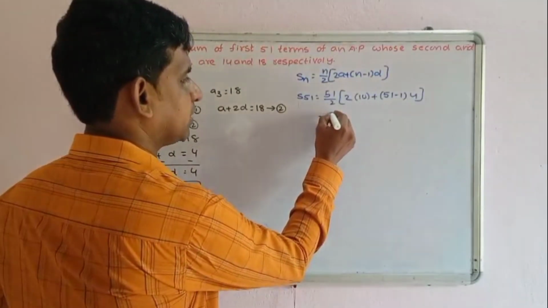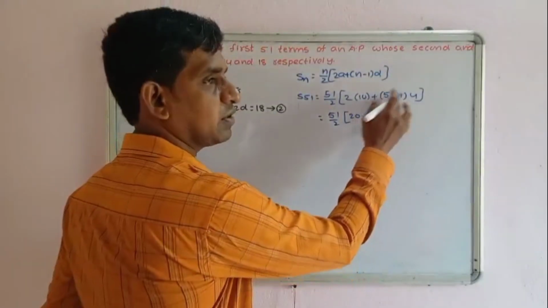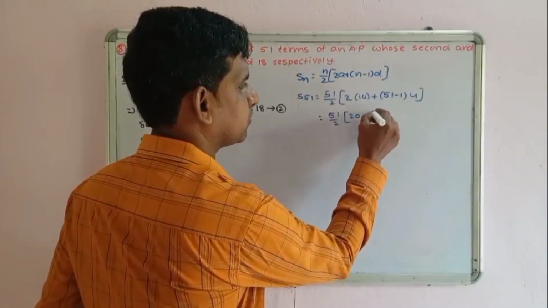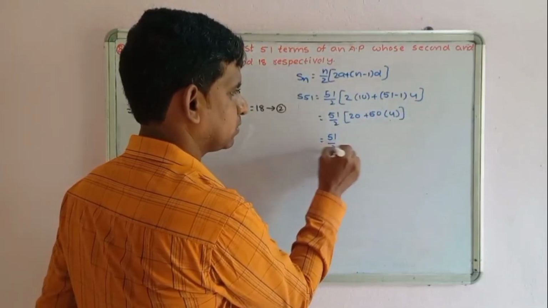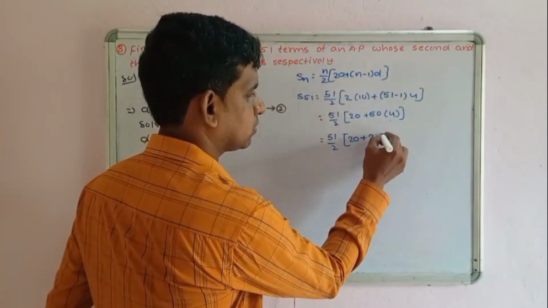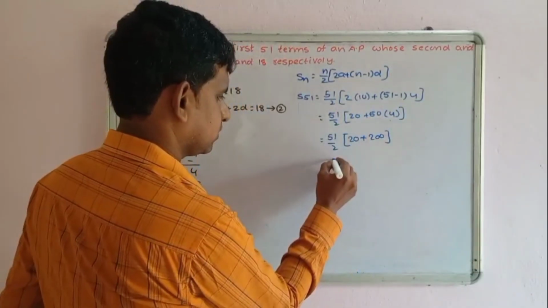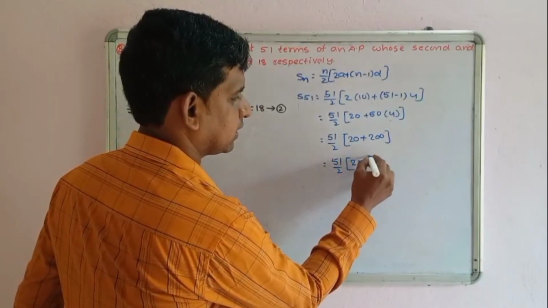That equals 51 by 2. 2 times 10 is 20. 51 minus 1 is 50, into 4. So 51 by 2 into 20 plus 200. 51 by 2, 20 plus 200 is 220.